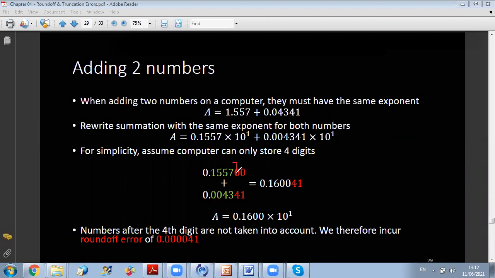The computer will not read them. It can only read 4 digits. Okay. Yes, I thought so. No, it will not read them. Okay.